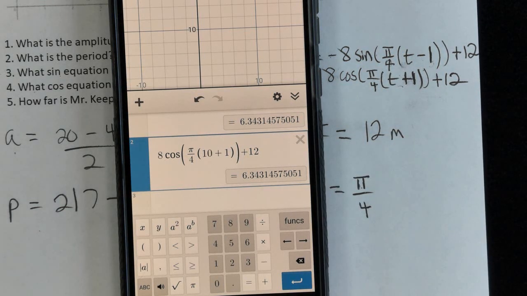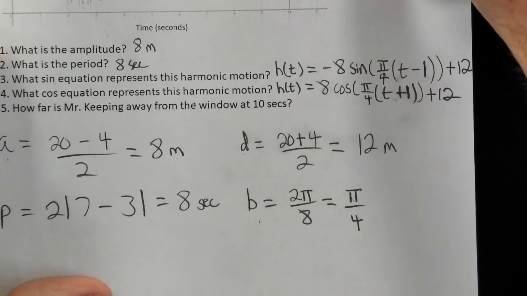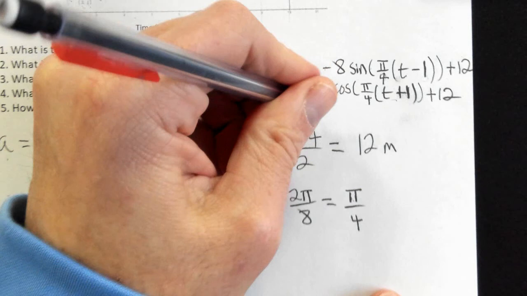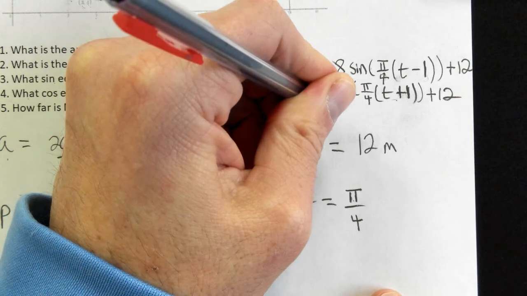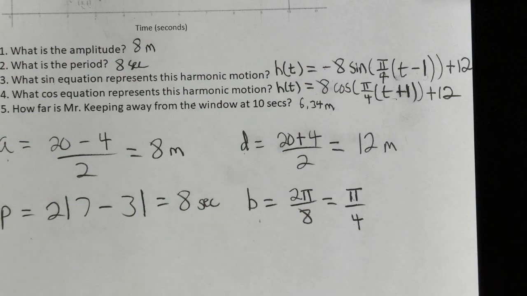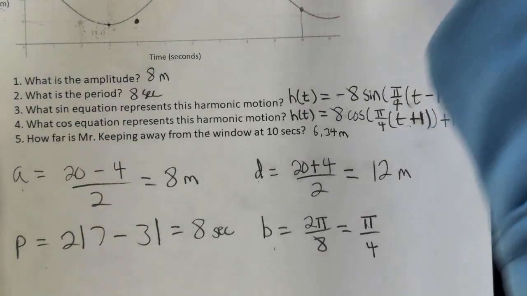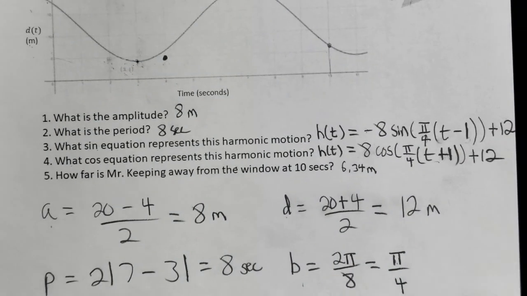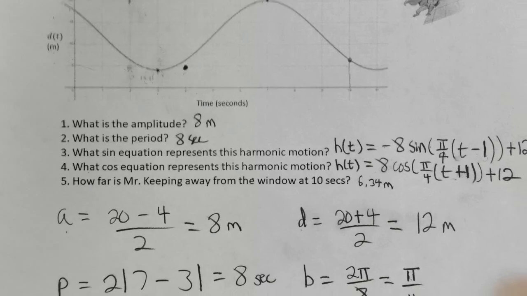So how far is he away from the window at 10 seconds? He is 6.34 meters away. And so there you go. You will have the same type of questions that are asked on a harmonic motion problem now on your quiz.